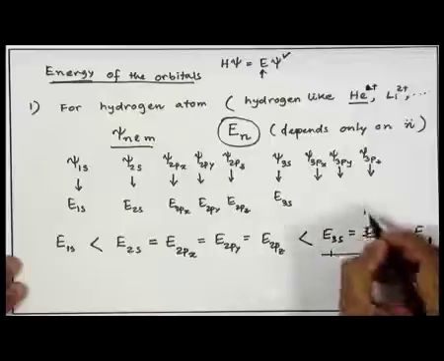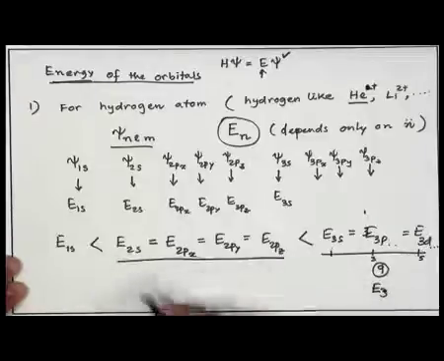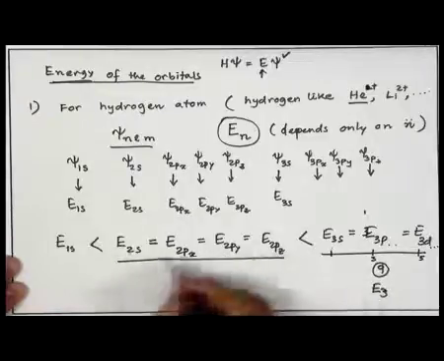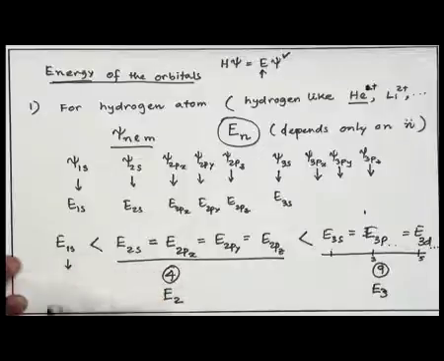So, let us call this energy E3. There are 9 different orbitals which have the same energy, and here I see 1, 2, 3, 4 different orbitals that have the same energy, and let me call it E2. And for 1s there is only one orbital which has that energy, and it is E1.